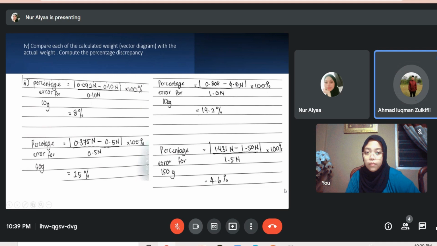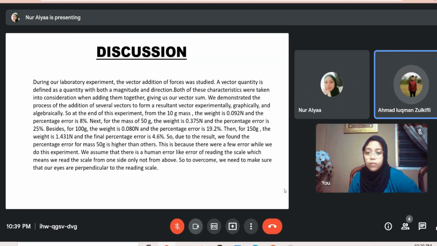And first thing first, you must convert the value in gram to Newton because the experimental weight is in Newton, and then you can simplify this equation, and you can get the percentage error for this experiment. All right, I pass to Alia to continue the presentation.